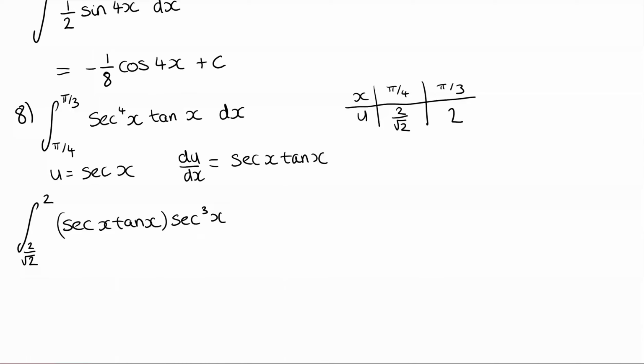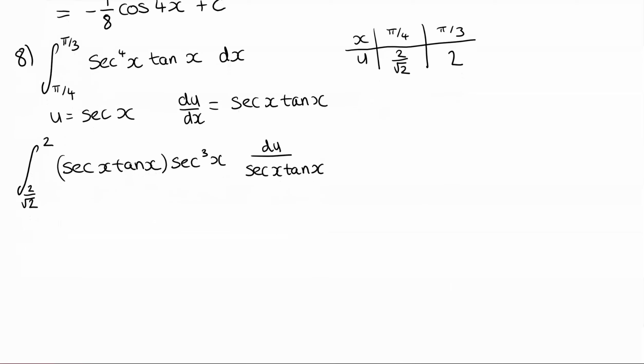So I've got just separating the sec to the 4 times the tan, and then I'm going to replace the dx with du over sec tan. All I've done there is just rearrange the du by dx equals sec tan to make dx the subject, because remember, with my substitution, I want to end up with all u's here. So I'm just going to do that.